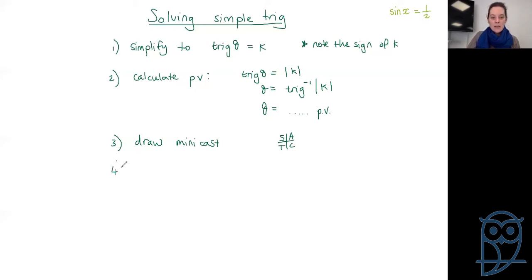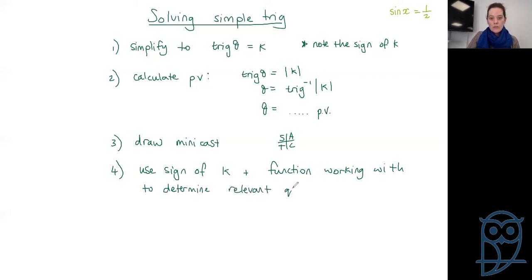Why do we do that? Now we go back to that first step where we noted the sign of k. Because it's the sign of k and the function we're using that's going to tell us where on this CAST we are working. So you're going to use your sign of k plus the function that you're using to determine your relevant quadrants.